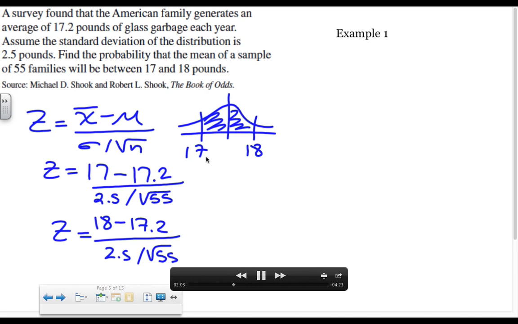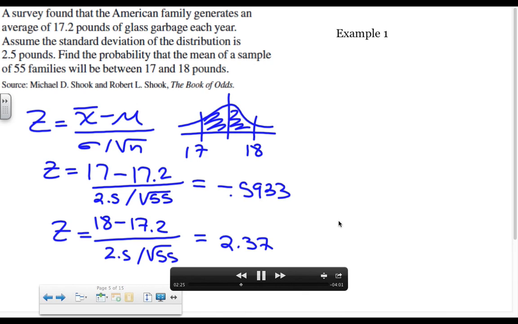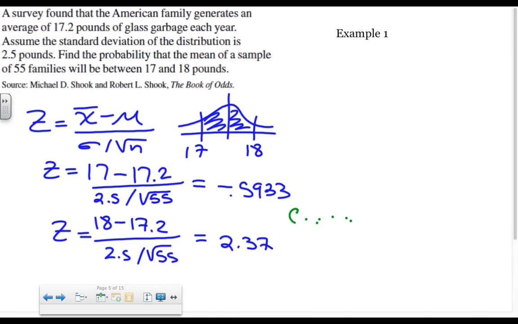Once I get that, since I have these two values, one on this side and one on that side, I'll add them together. The z-score for 17 is negative 0.5933, and the z-score for 18 is 2.37. The area in the chart for negative 0.5933 is 0.2224. I think I was having an issue with my marker. Hopefully it will show up.